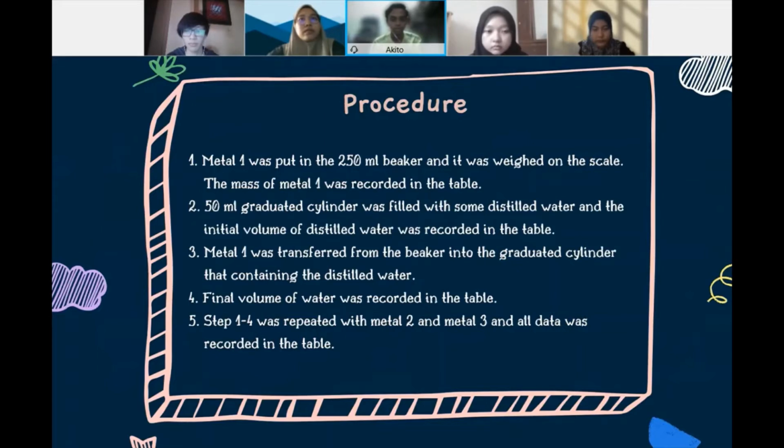Step 3, metal 1 was transferred from the beaker to the graduated cylinder containing the distilled water. Step 4, the final volume of water was recorded in the table. Step 5, repeat step 1 until step 4 with metal 2 and metal 3, and all data was recorded in the table. Okay, thank you. Next.